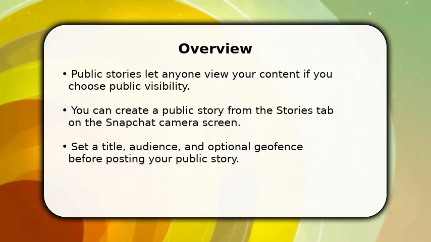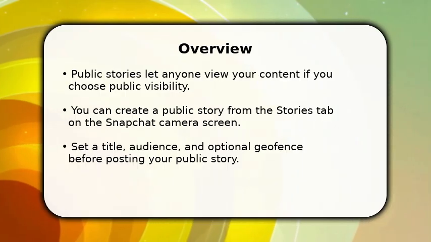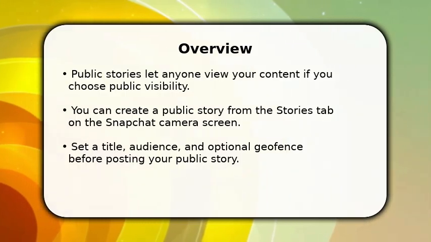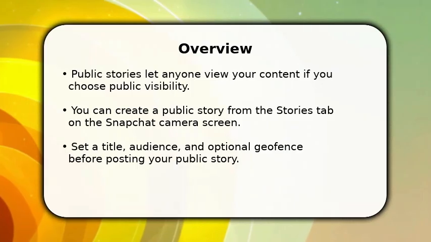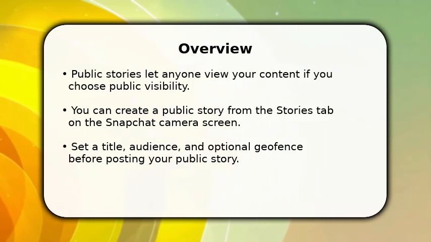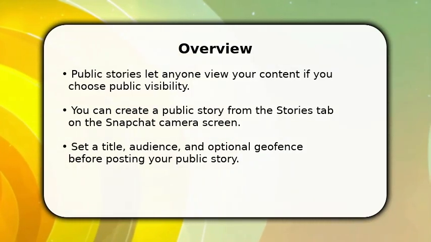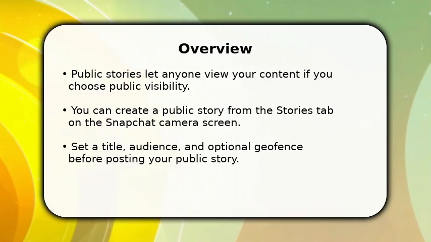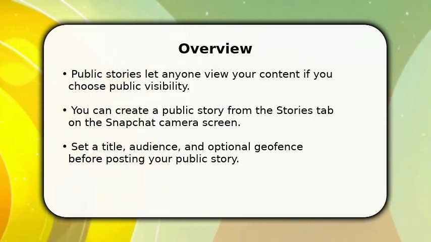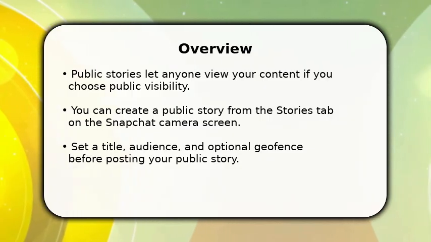In this video, I will show how to create a public story on Snapchat, updated. Open Snapchat, tap the camera, then swipe to Stories and select Create Public Story. Choose a clear title, pick who can contribute, and optionally set a geofence to limit views. Add snaps or videos, review your story, then post.